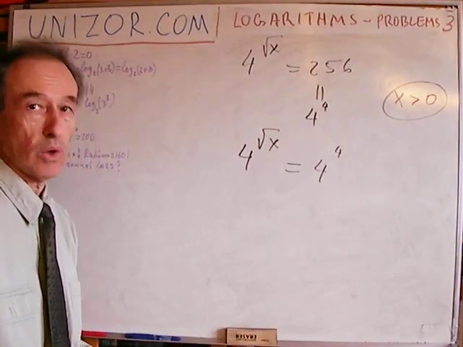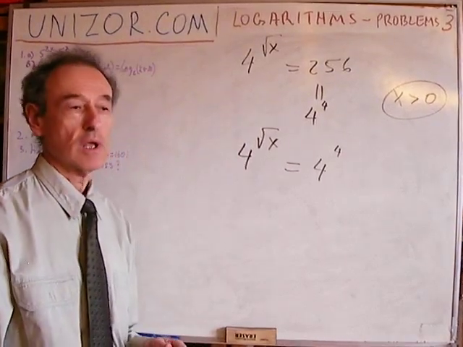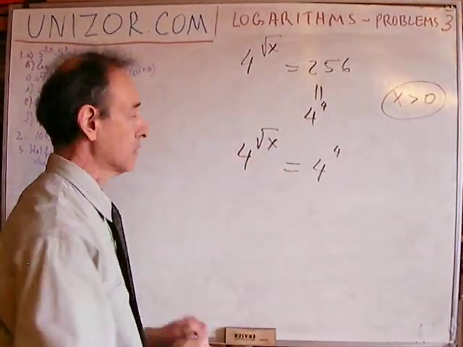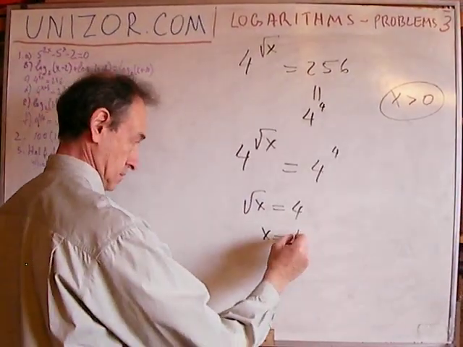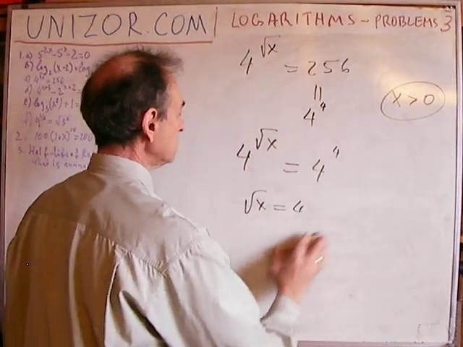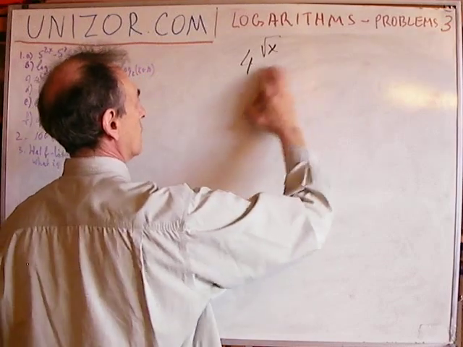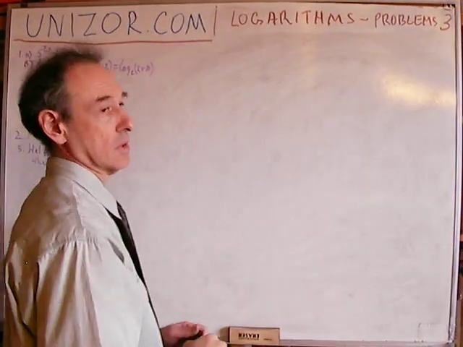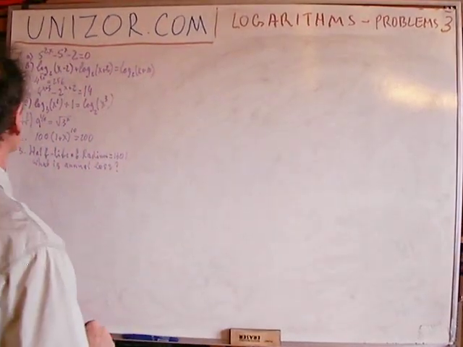And, as we know, since the exponential function establishes a one-to-one correspondence, if function values are equal, then the arguments must be equal. So square root of x is equal to 4, and x is equal to 16. That's the solution, and it satisfies our original condition x greater than 0. Actually, x can be greater or equal to 0 in this case. But since we have obtained 16 as a solution, that's okay.